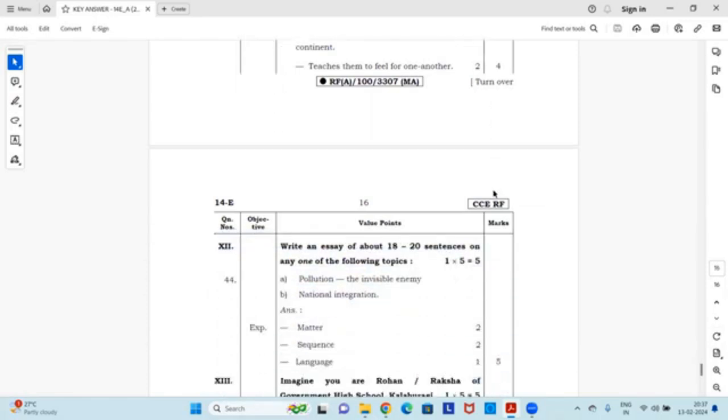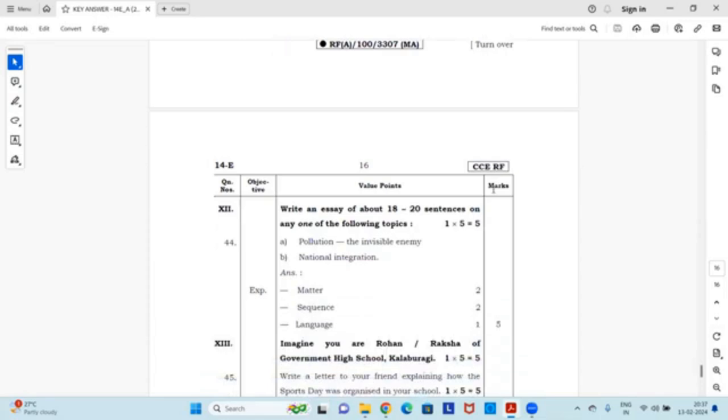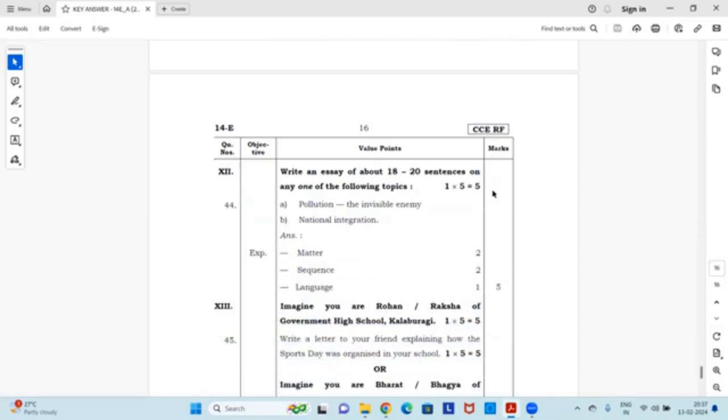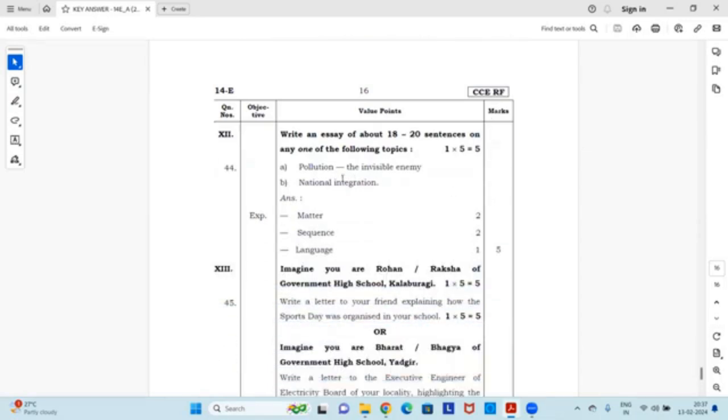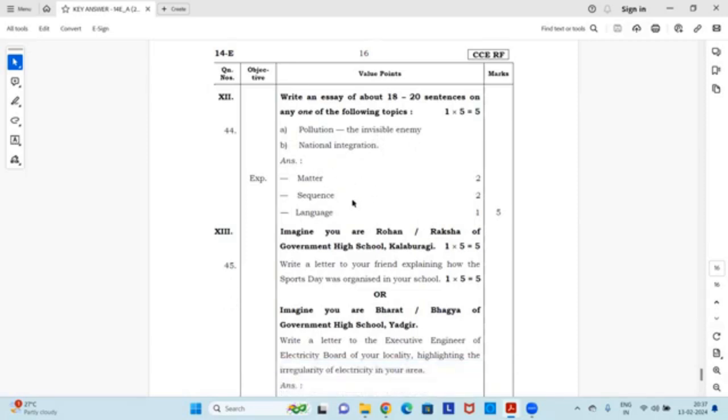Now, the next question is on the essay. You have to write 18 to 20 sentences on any one of the following topics. You have two options: pollution, the invisible enemy, and national integration. Whichever topic you know the best, you can choose that and write on any one. The matter, the sequence you write, and the language you use is what and how they give you the marks.